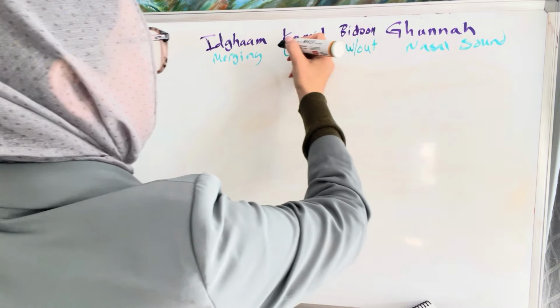So this was the example when it has to deal with the noon. How do we read this? Now let's give the example when we come across the tanween, when it comes with the lam and ra. So let's work on that one. Yeah, we can still see it.